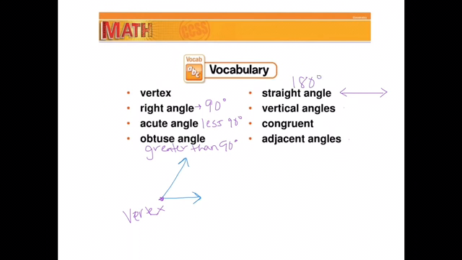Okay? Now we're going to talk about vertical angles and adjacent angles on a different slide. So I'm going to kind of cross those off right now because we're going to cover those in a little bit. However, congruent means that they are exactly the same. So when I'm talking about angles, that means that if two angles are congruent, they have the exact same degree measurement. Sometimes we'll talk about congruent sides, and we'll get into more of that, but congruent means exactly the same.